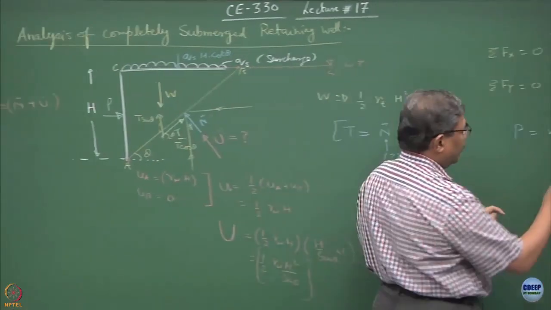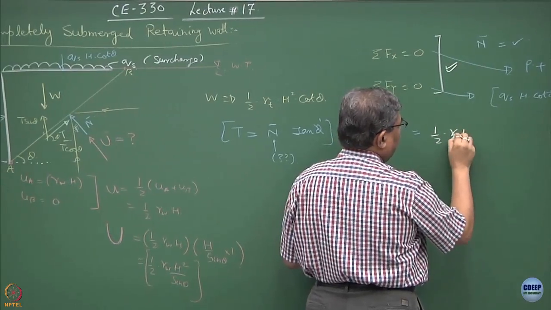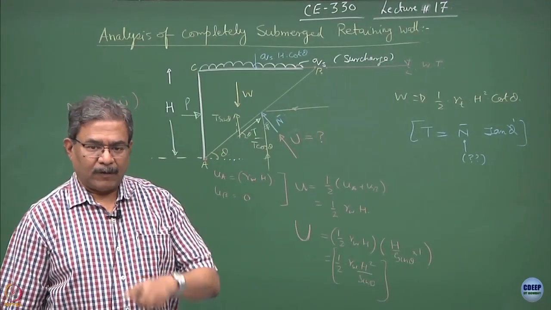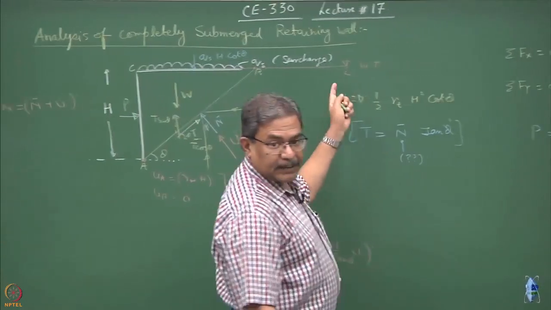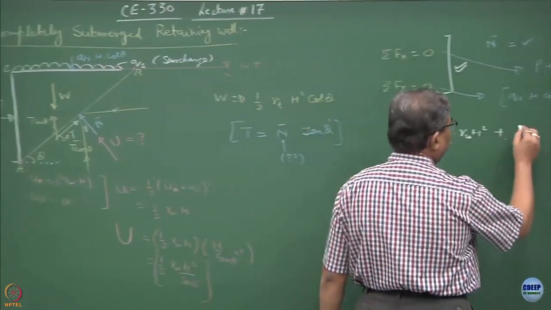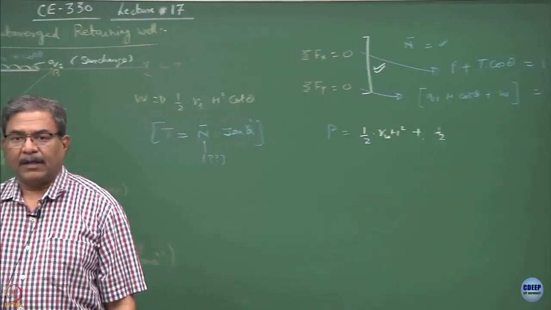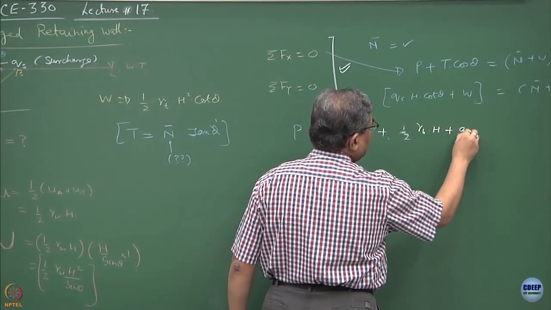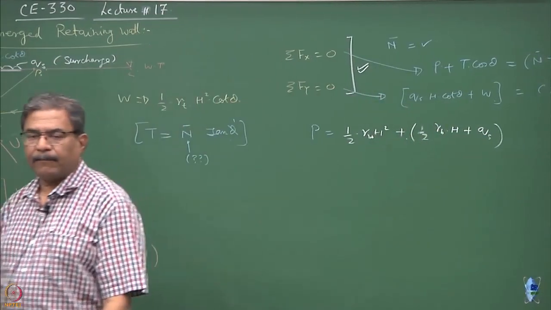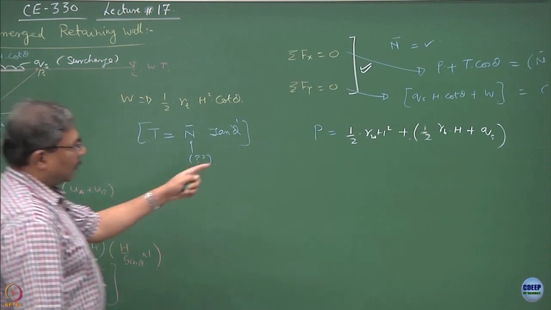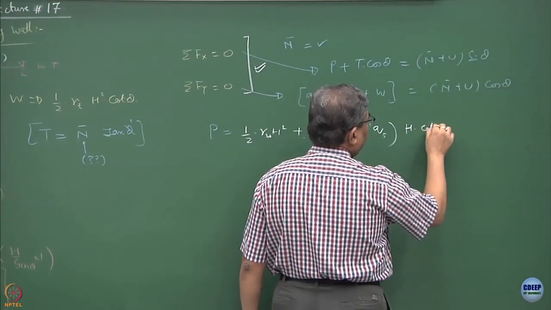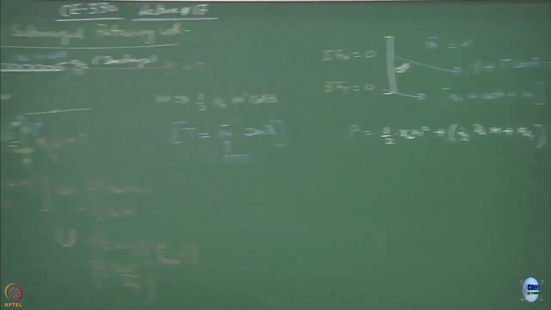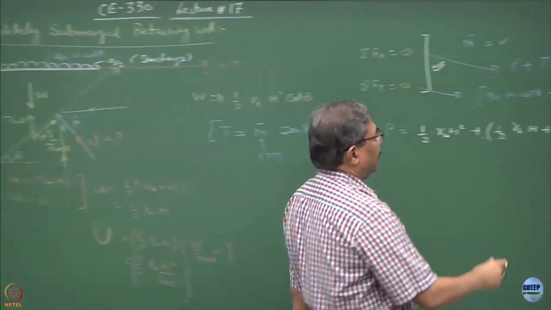So, the P will be equal to half gamma w H square plus, when you are filtering out the effect of water, what about the surcharge and the weight which is going to come? So, this will be half, effect of buoyancy, gamma b H plus Qs. Is this fine? H cot theta. This has been so far the normal expression which we have been using in all these trial wedge analysis. And what is the component which is missing? The T component.